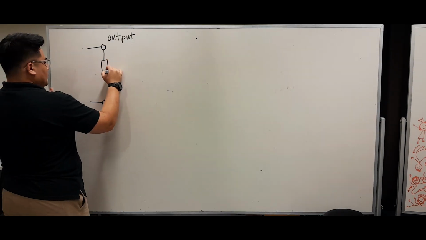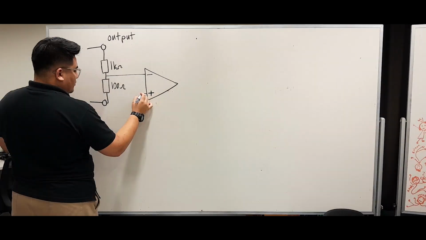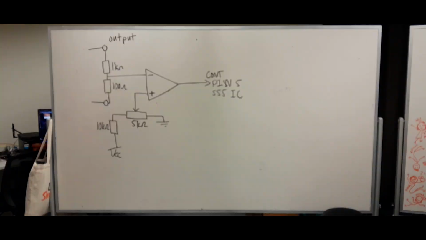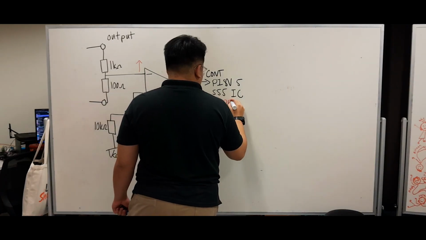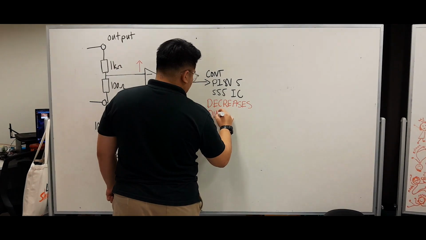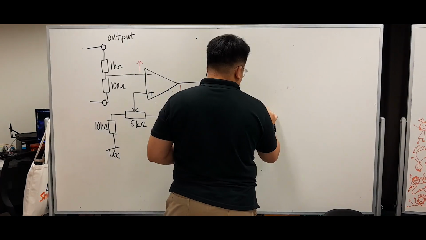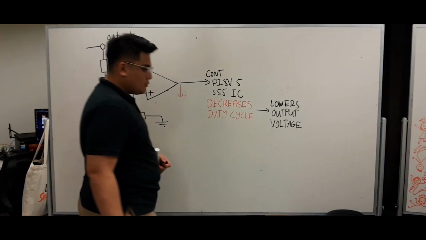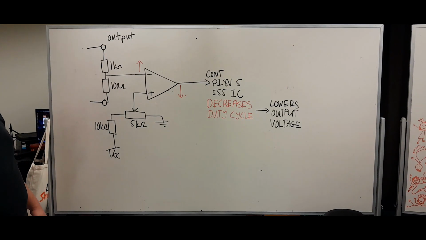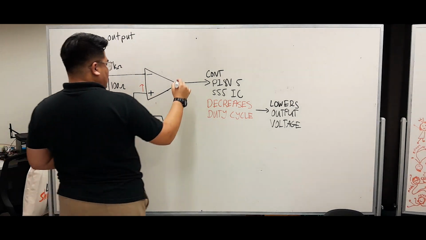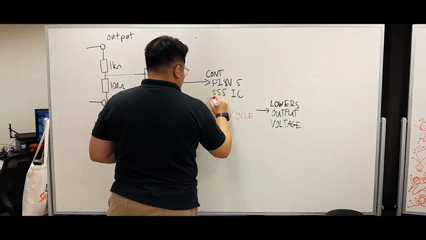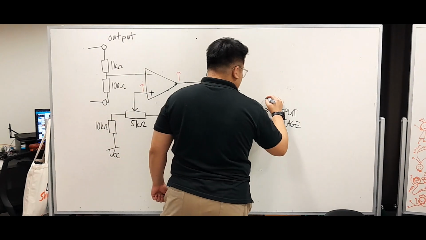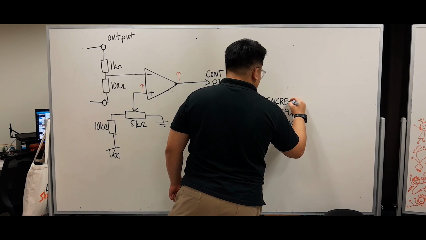Next, we'll be moving on to the output side. A voltage divider will connect to the inverting input of the OpAmp, while the non-inverting input will connect to a V-reference. The output will be connected to pin 5 of the 555 IC. Now, if the inverting input is higher, it will cause the output to go low, and this will decrease the duty cycle and lower the output voltage itself. In another case, if the non-inverting input is higher, the output will go high and will increase the duty cycle, which will in turn increase the output voltage.